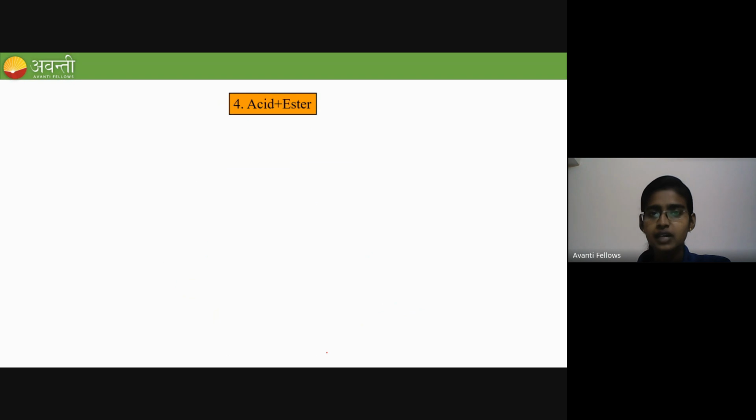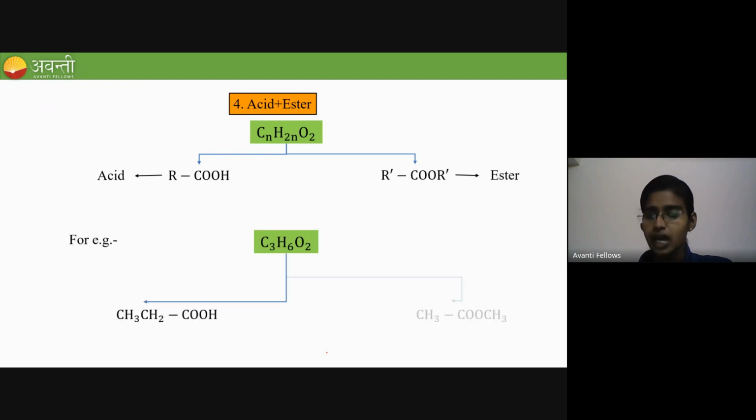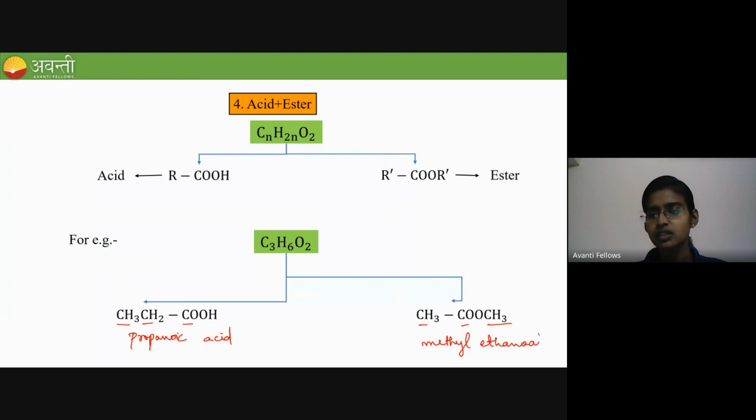Coming to the fourth pair is acid and ester. The functional group for acid is COOH and for ester it is COOR. And the example is C3H6O2. One is propanoic acid and the other one is, what is the other one? It is methyl ethanoate. Okay. So since we are having 3 carbons here, it is called propanoic acid. And this compound is called methyl ethanoate. Okay.